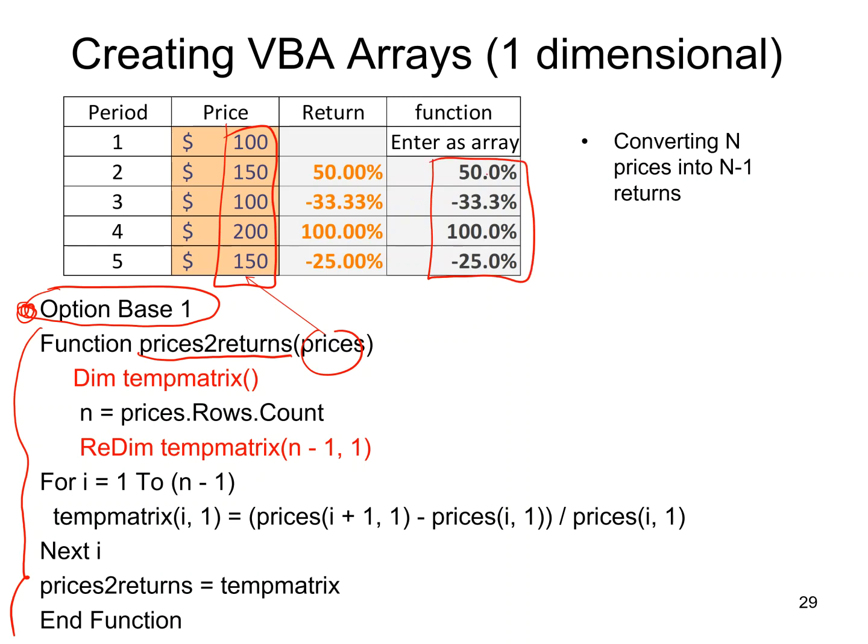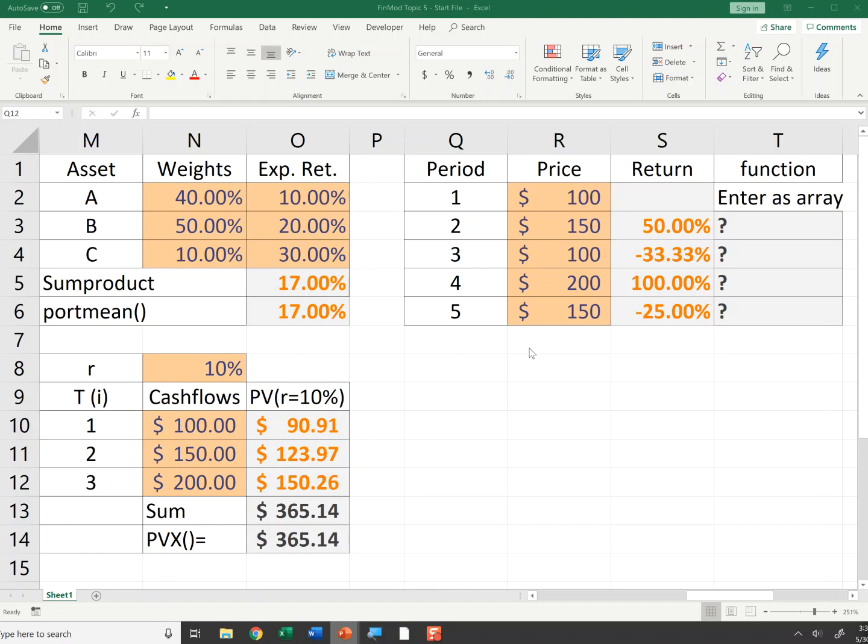And the function is going to calculate the periodic return. So 150 minus 100 over 100 is a 50% return. 100 minus 150 over 150 is minus 33% return. 200 minus 100 over 100 is a 100% return, and 150 minus 200 over 200 is a minus 25% return. This function is actually going to calculate all these values within the function, and it's going to be entered across an array. Let's actually go ahead and insert the program, and then I'll show you how it works.